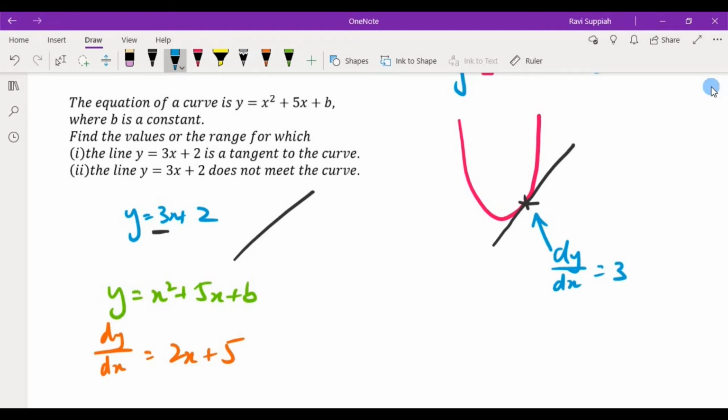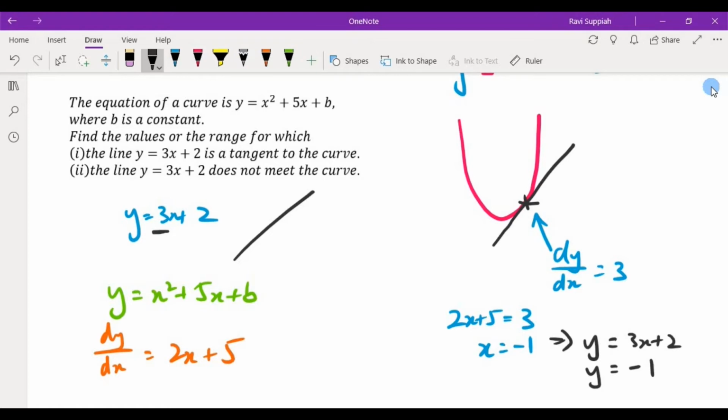So if I substitute 2x plus 5 equals 3, I will get x equals minus 1. If I substitute x equals minus 1 into this straight line equation, y equals 3x plus 2, I'll get that y is also equal to minus 1.